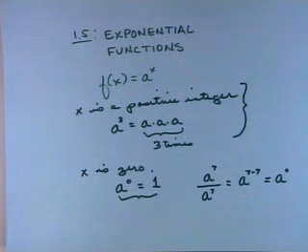Now that's not going to work with 0 to the 0. Do you see the problem if we had 0 to the 0? We'd have 0 to the 7th divided by 0 to the 7th. I think we've got a problem there. So it's not defined for 0 to the 0.